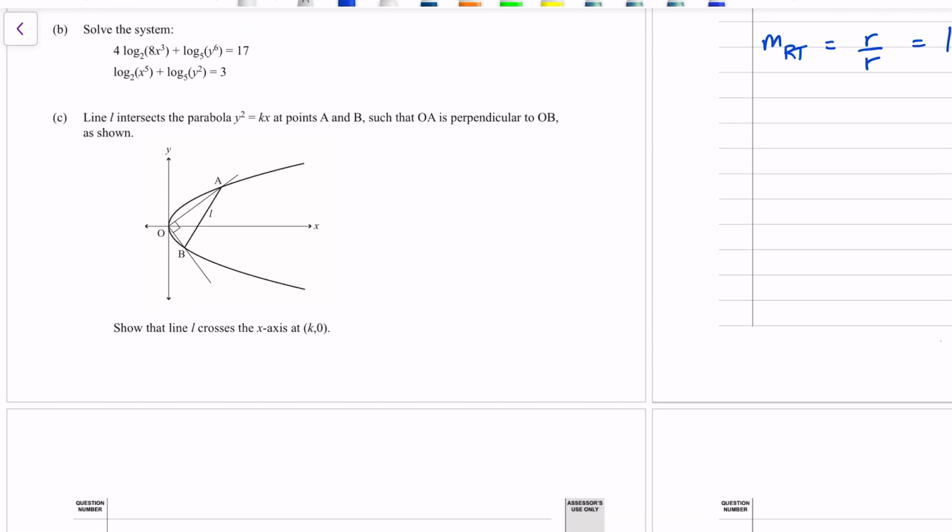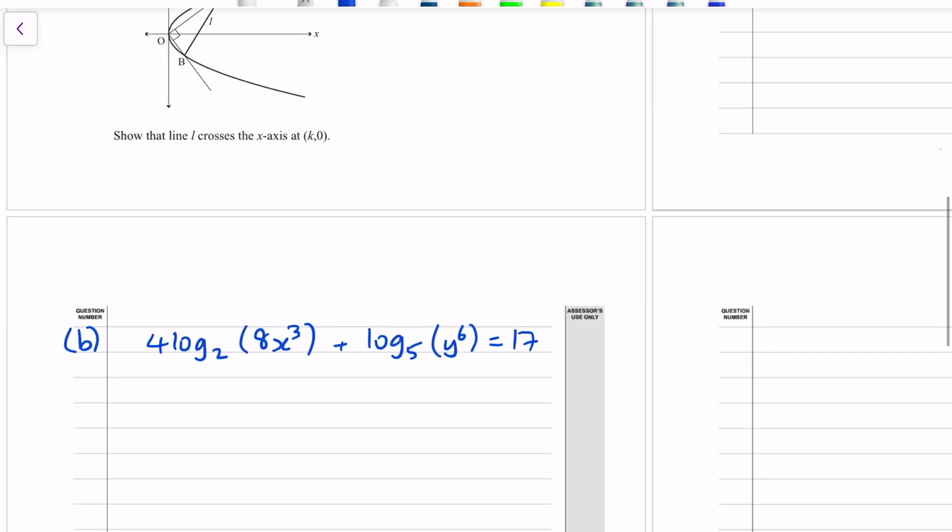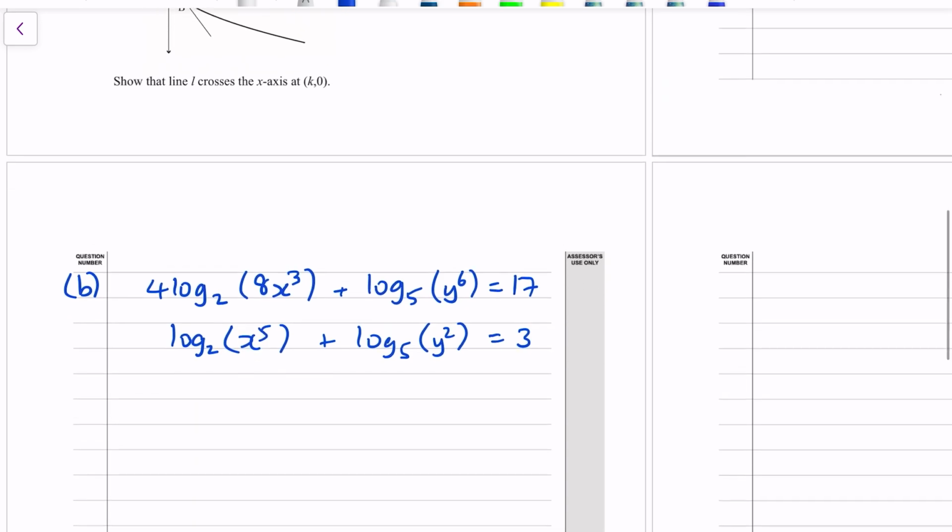We have to be careful with the use of log rules here. So our first equation, 4 log base 2 of 8x cubed plus log base 5 of y to the 6 equals 17. And our second equation was log base 2 of x to the 5 plus log base 5 of y squared equals 3. Now, these equations have quite a bit of similarity to them, and what we can do is make them even more similar and then apply a substitution.